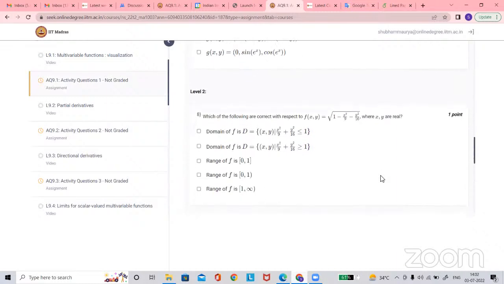Sir, under the root, it is 1 minus x squared by 9 minus y squared by 16. I say 1 minus something, right? If this something becomes more and more negative, then the square root increases. Suppose this something is 1: 1 minus 1 is 0, and the root of 0 is 0. Suppose this something becomes 0, then the square root becomes 1.